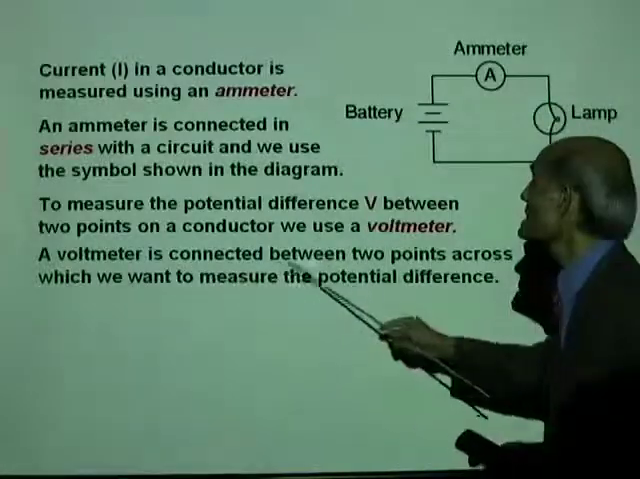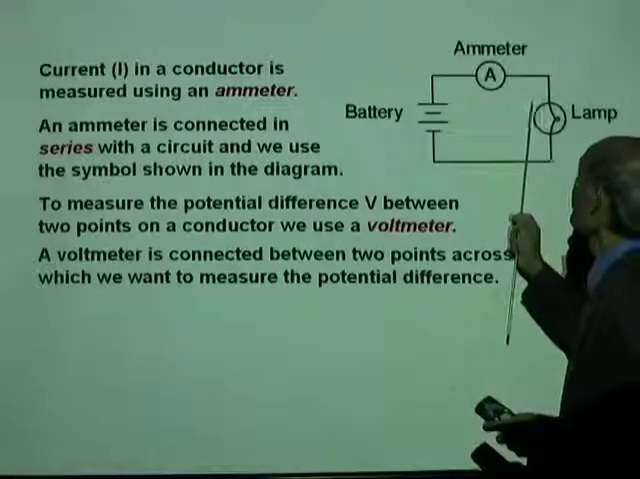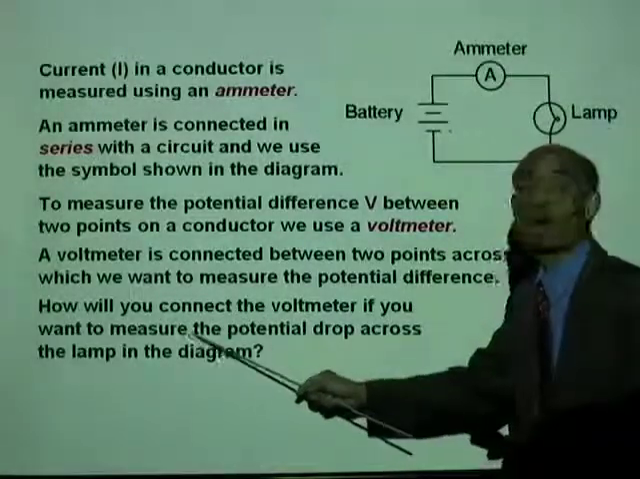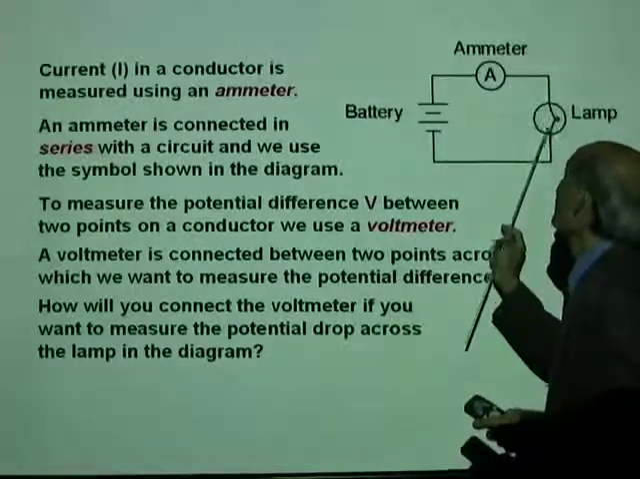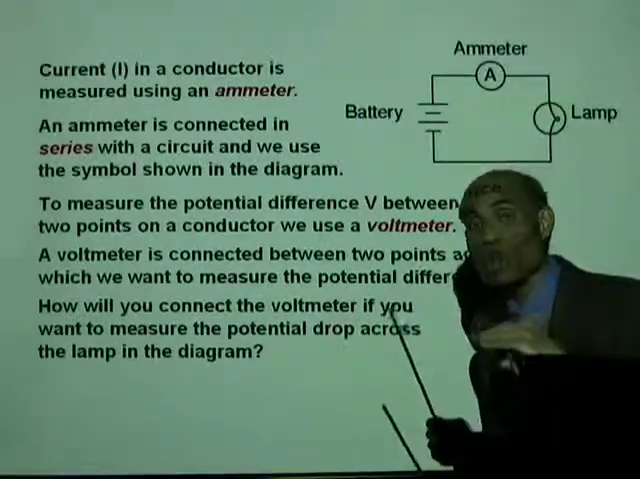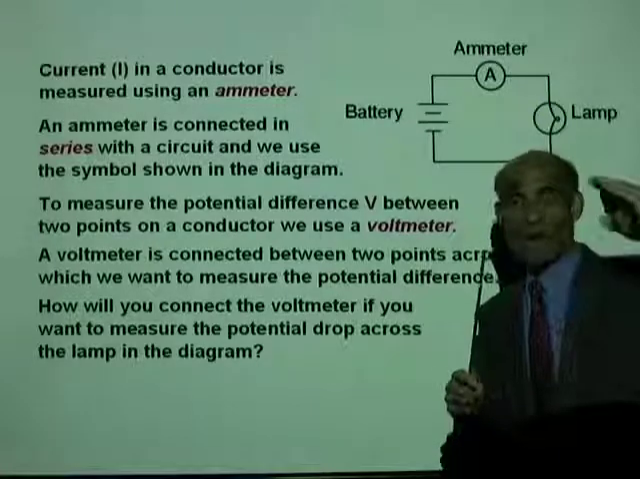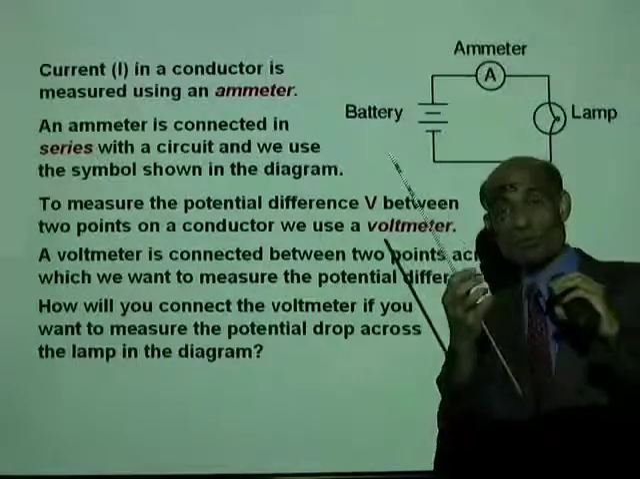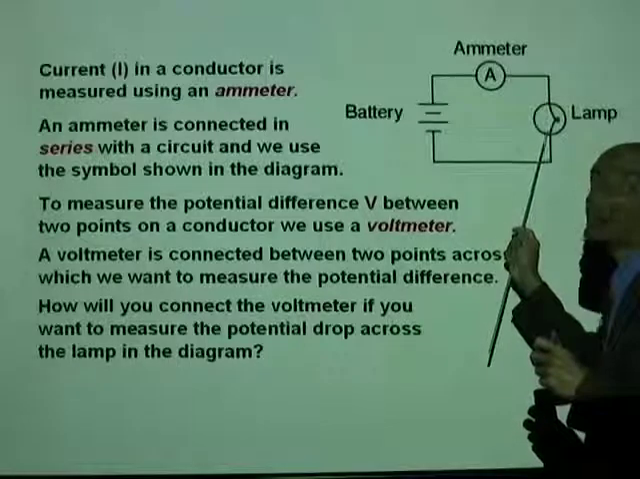So a voltmeter is actually connected in parallel. You see that? Now how will you connect the voltmeter if you want to measure the potential drop across the lamp? We want to measure the potential difference or potential drop. Now, does it make sense to call it a potential drop? One end is a high potential point, the other end is a low potential point. There is a potential drop along the length of the filament.